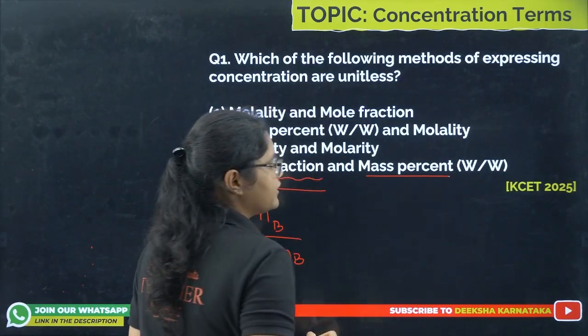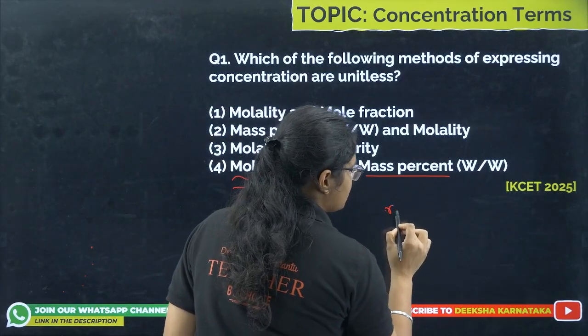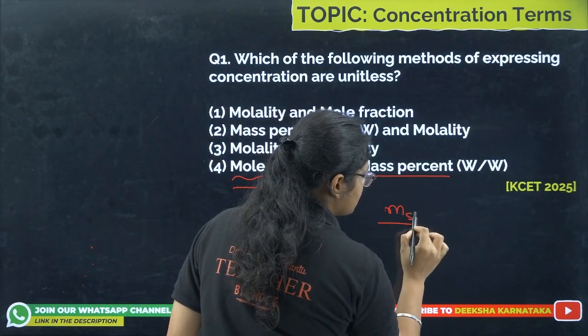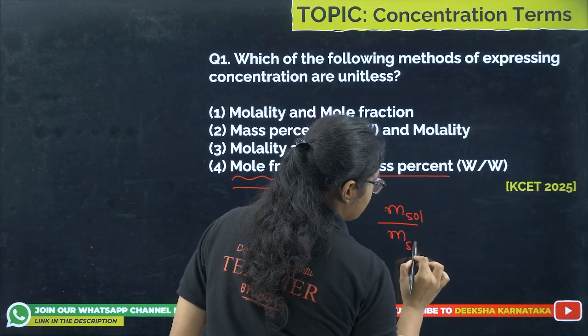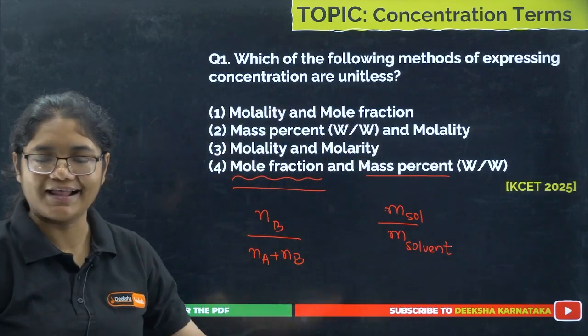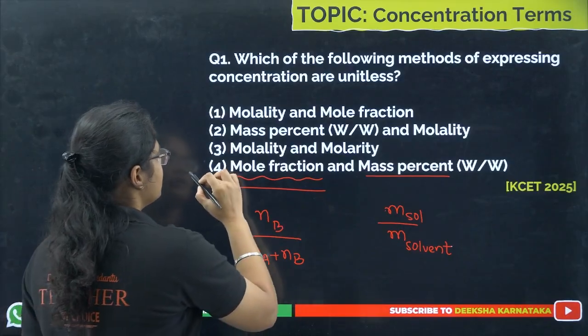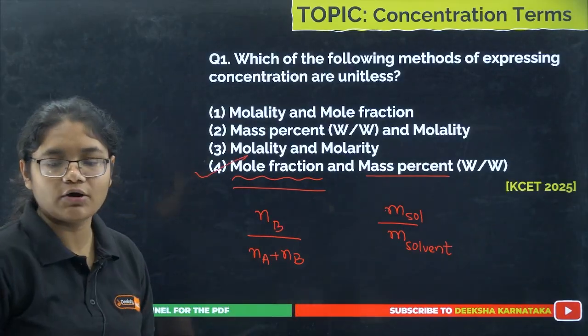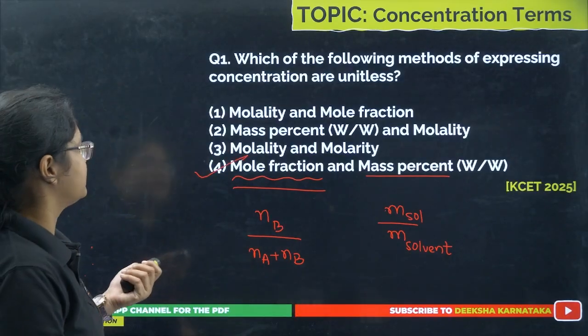Similarly, mass percentage, what is the formula? Mass of the solute by mass of the solution. Again here gram and gram will get cancelled, so these two are unitless. So option number D or 4 is the correct answer here.